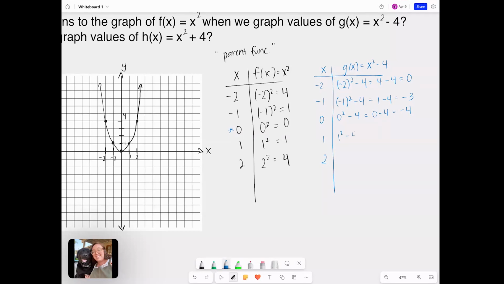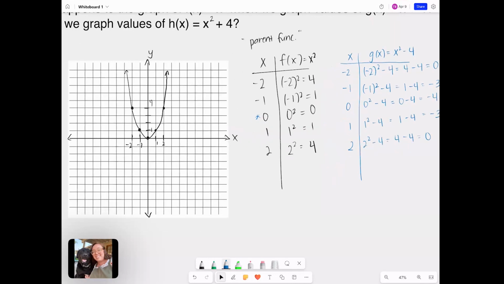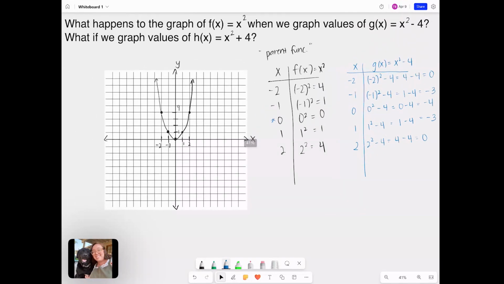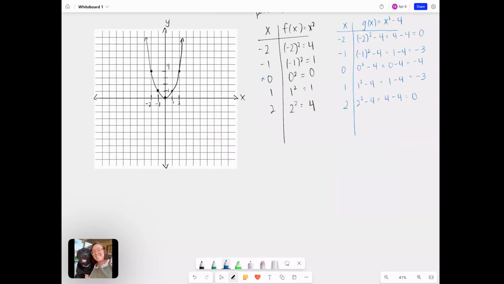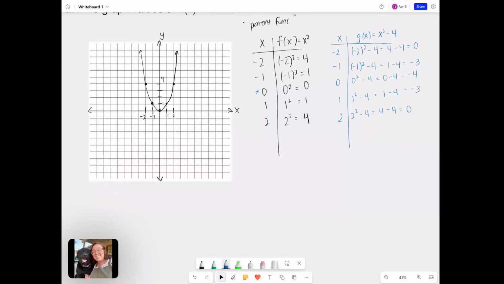1 squared minus 4, which is 1 minus 4. We've seen that one before already. That's going to be -3. So at least some of those similarities are still there. That's helpful. And 2 squared minus 4, 4 minus 4 equals 0. I'm going to plot these, and if it's okay with you, I'm going to plot them on the same graph. Let me see if this will let me copy. Nope, maybe not. That's okay. I'm going to plot this on the same graph just so we can visualize what's happening.